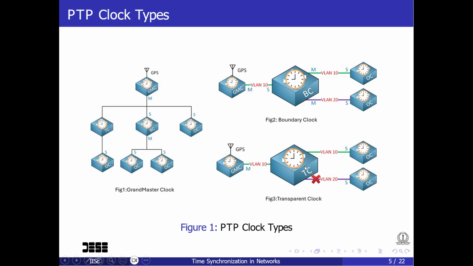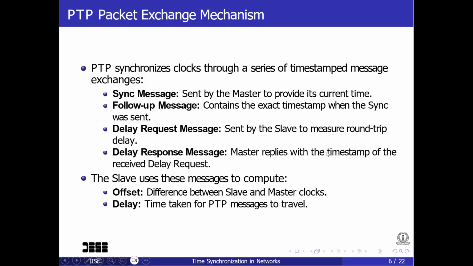Coming to the transparent clock, it acts neither as a master nor a slave. It just forwards the packet, but while forwarding it adds its own delay and gives some information. That's it. And it allows this only when we have the same VLAN ID. These are the different types of messages that we have in PTP: the sync message, follow-up message, delay request message, and delay response message. I'm going to discuss those.